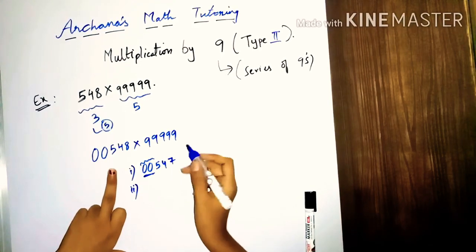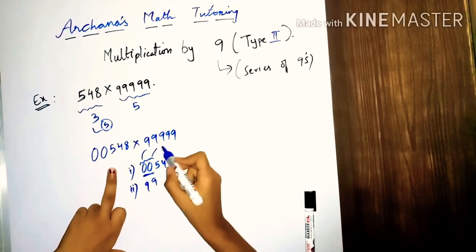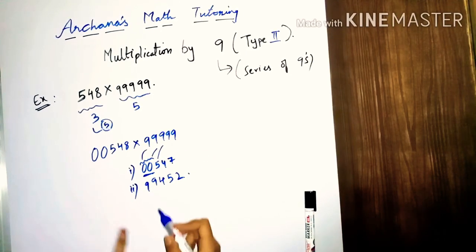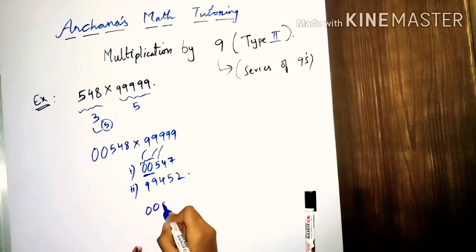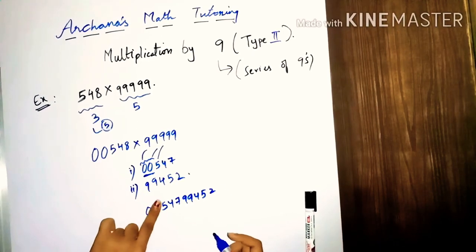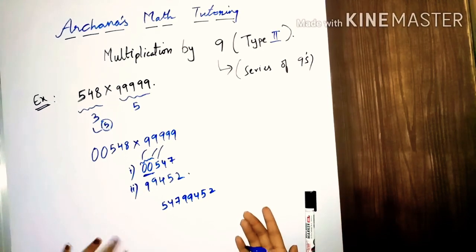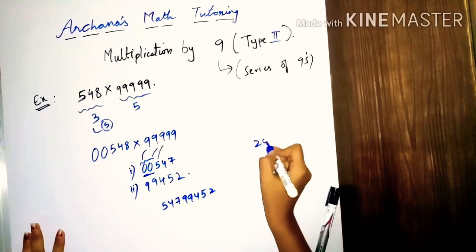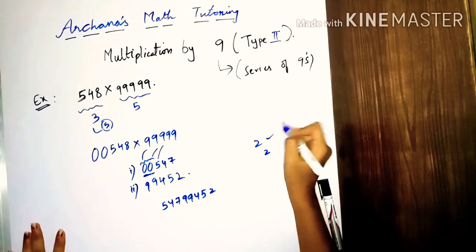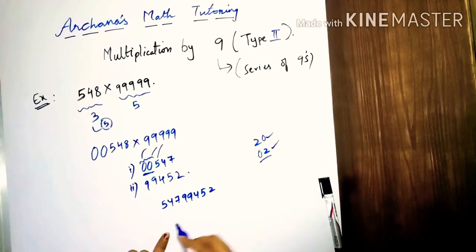So 9 minus 0 is 9. Again 9 minus 0 is 9. 9 minus 5 gives 4. 9 minus 4 gives 5 and 9 minus 7 gives 2. So the answer is 00547 99452. Simply you can omit these 2 zeros because the preceding zeros matter but the starting zeros don't matter. So 20 is different from 02. You can remove this 0 and the value doesn't change, but if you remove this 0, the value will change. So we can remove these zeros. Simply I remove them and this is my answer.